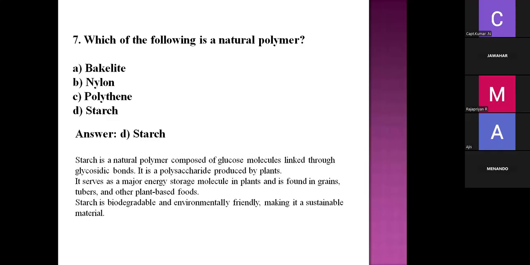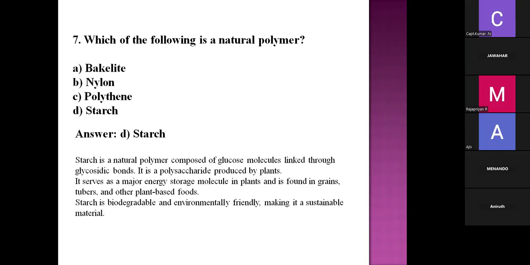Polythene is a synthetic polymer made from ethylene monomers through addition polymerization. It is one of the most widely used plastics globally, found in packaging, containers and pipes. Polythene is not a natural polymer. It is petroleum based and non-biodegradable.